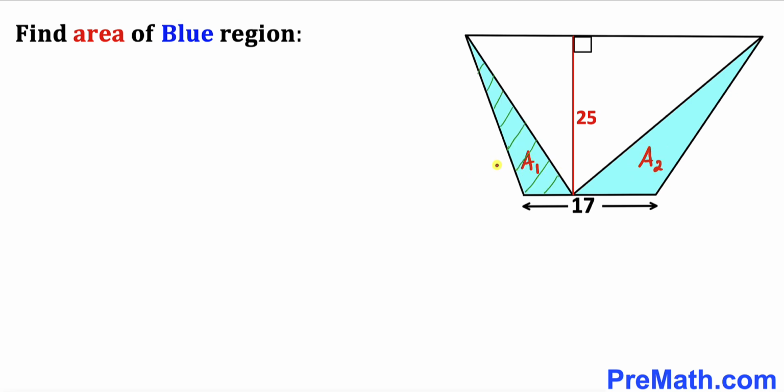And here's our next step. Let's focus on this left hand side triangle. Let's assume the base of this triangle is x units. And now we know that this total length is 17 units. So therefore this base length is going to be 17 minus x units. So thus the base of this right hand side blue triangle is 17 minus x units.